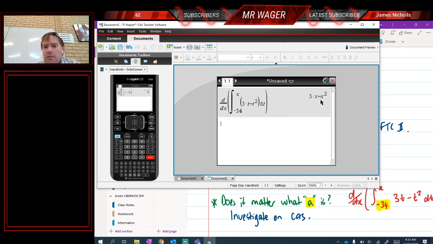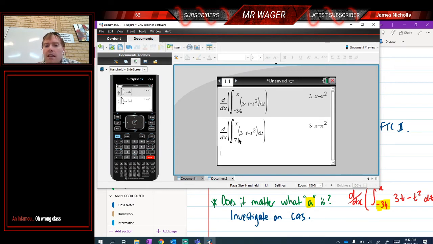See how it says 3x minus x squared, which is what we had before. Let's try it and let's put a different a value in there. Let's put in, I don't know, 71. 3x minus x squared. It's independent.